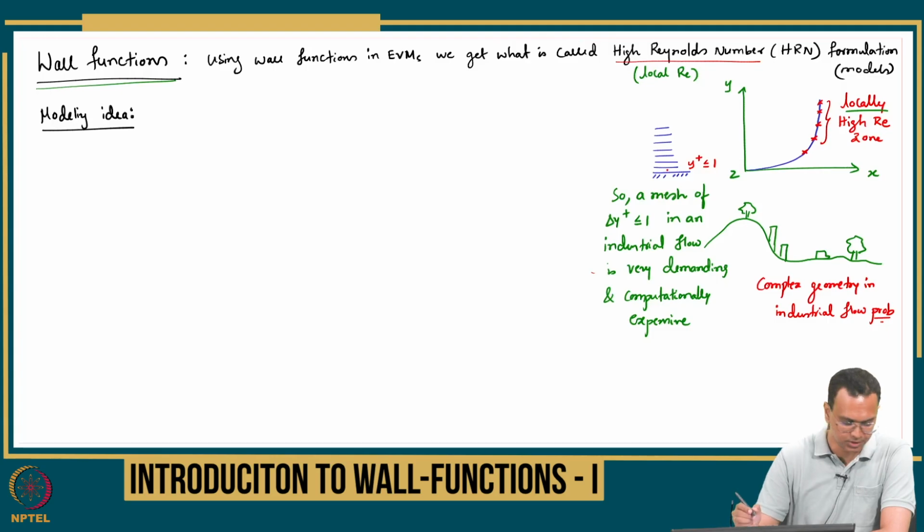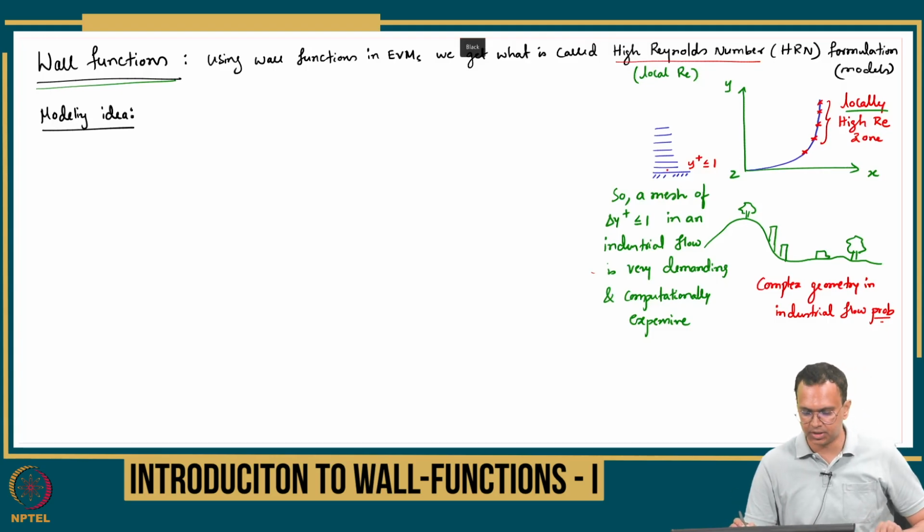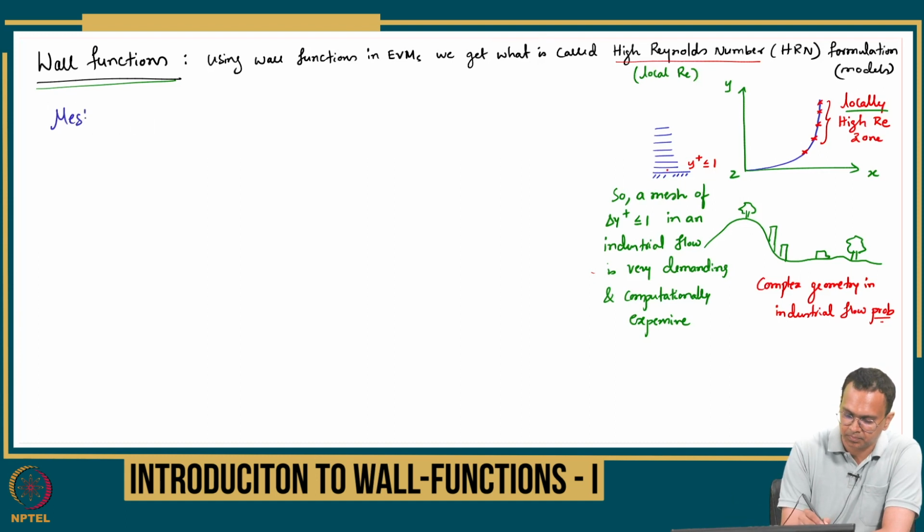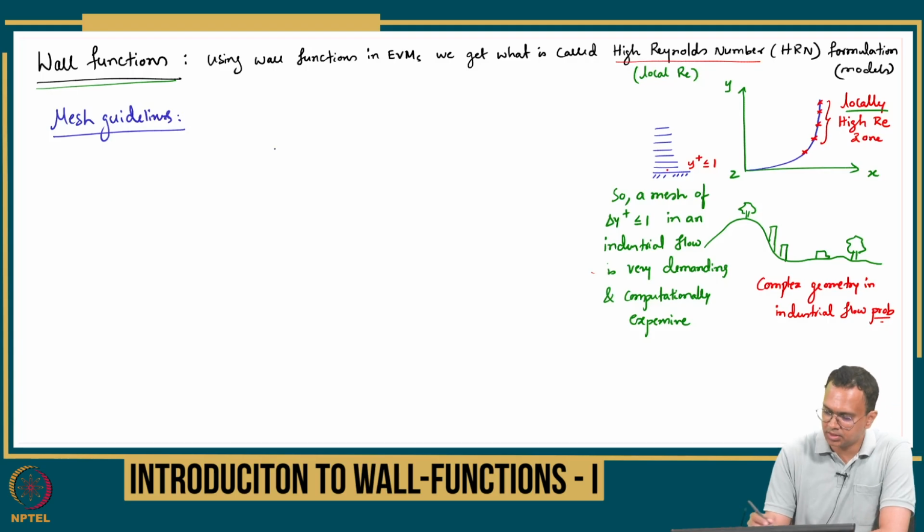So what we do in wall function is that we are going to first introduce the mesh guidelines, because the mesh is the criteria here. I don't want to mesh where my first grid delta y is y plus less than 1. I would like to use a bigger mesh, right? That's the idea. So the mesh guidelines, I can say here first the mesh guidelines. So you need to construct a mesh like this in a wall function flow.